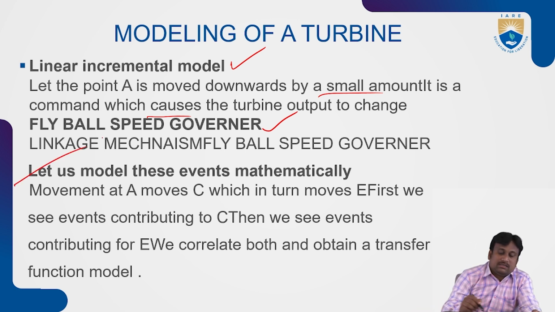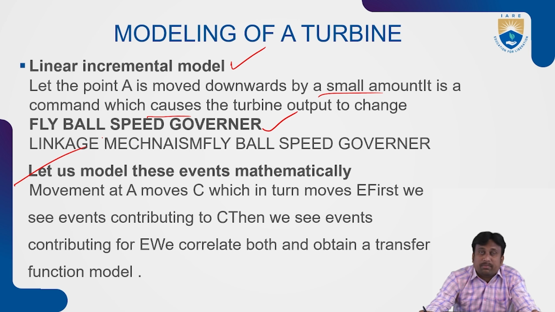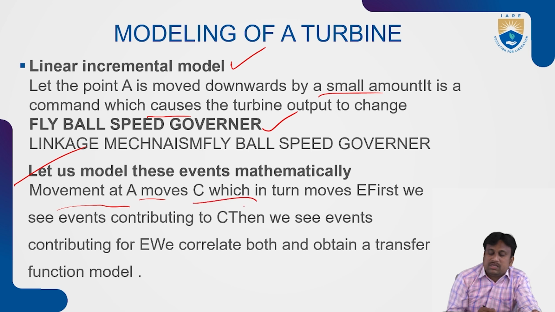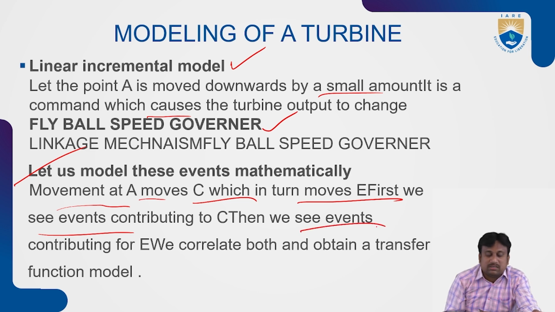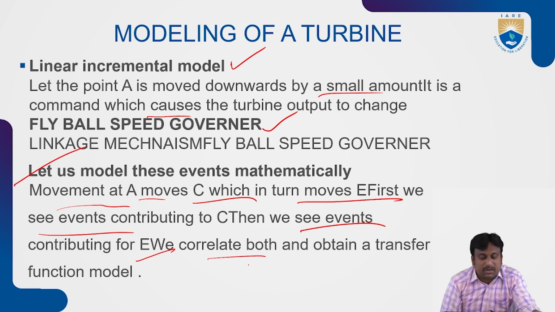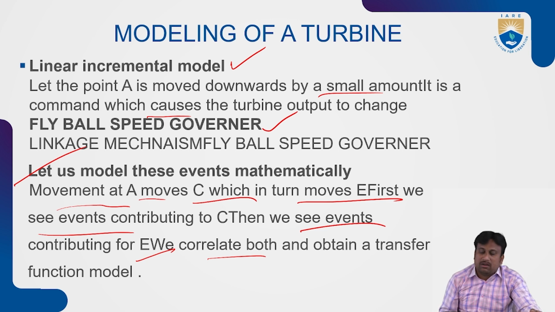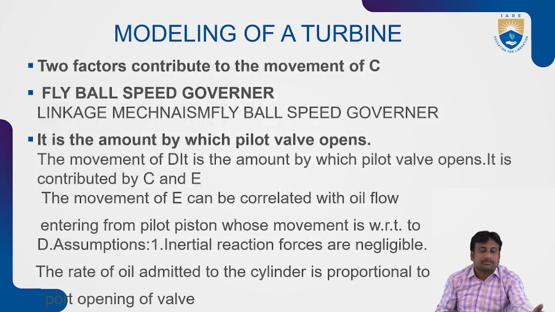Let us consider that the model events are represented mathematically. The movement at A moves C, which in turn moves E and F first. Then we see the events contributing to the other variables, which will be correlated to obtain a transfer function. Likewise, we consider the linear incremental model case.